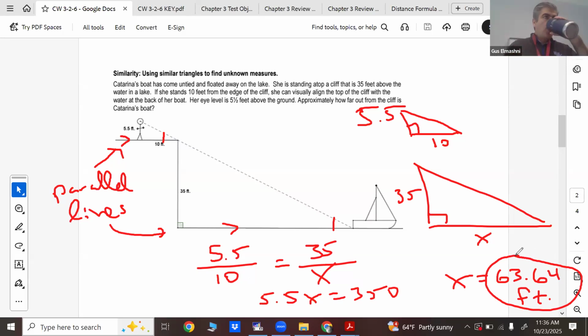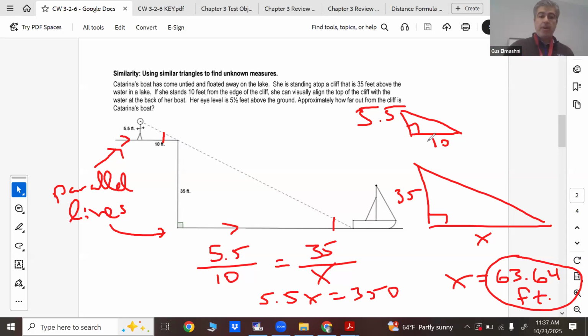Wait. Oh, wait. I thought X was like from the diagonal. X. No. X was the base. Yeah. We didn't care about the diagonal line. That didn't do anything for us. Do you want to know how far the boat is from the cliff?